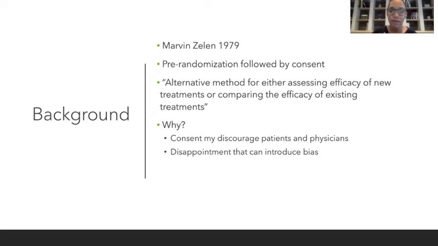This method is usually used as an alternative, either in assessing the efficacy of a new treatment or comparing the efficacy of existing treatments. For example, it could be a control group with a standard treatment versus an intervention group with the new treatment being investigated, or two groups assessing the efficacy of two existing treatments.